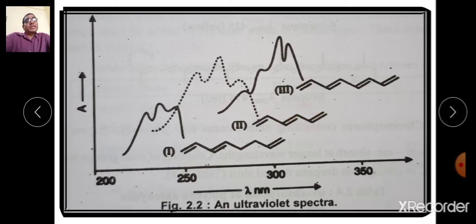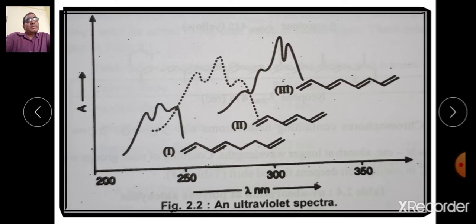As the conjugation increased, the wavelength is shifted towards the longer side, and also this Emax value is increased. Look at the first diagram, the Emax value is low. In the second case, this is increased. Okay. In the third case, there is a triene, and this is a tetraene.